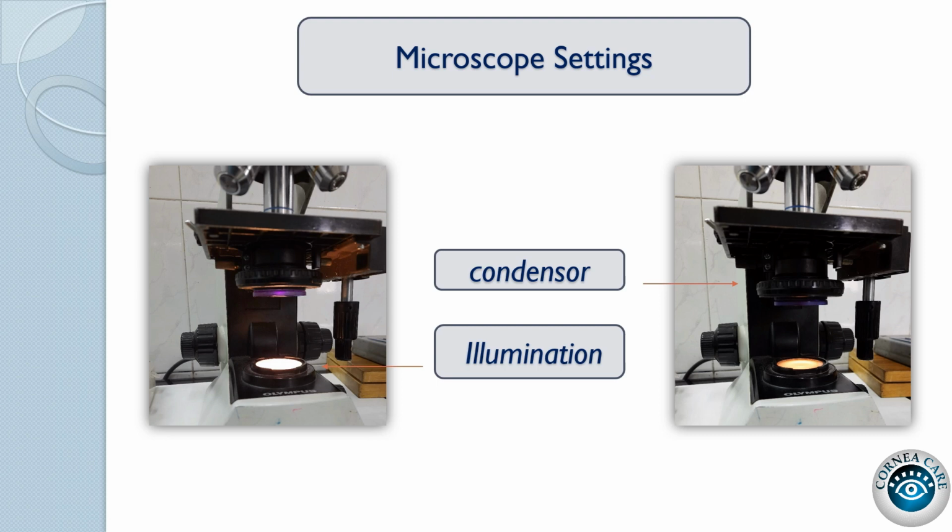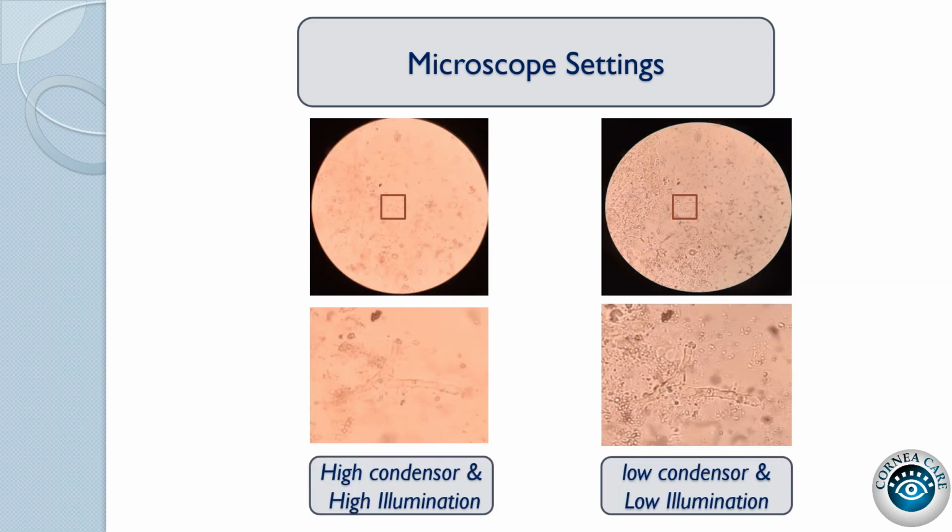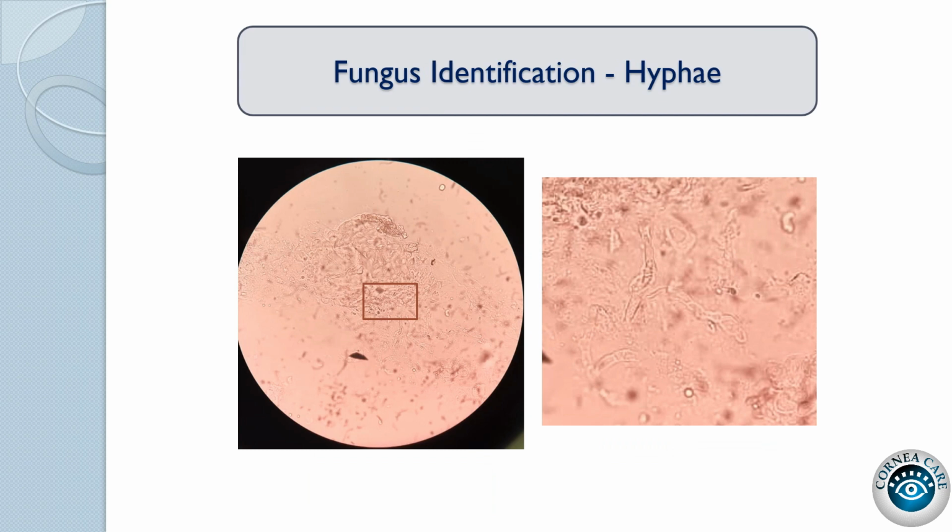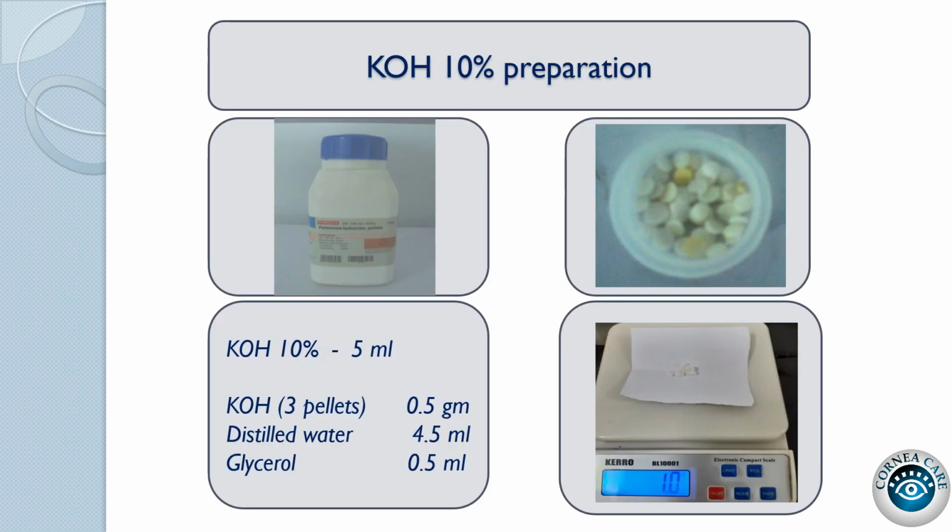To improve visualization of hyphae, microscope light should be dim and the position of the condenser should be low. We can easily appreciate that the same KOH slide when seen in low illumination and low condenser position offers better contrast and hyphae morphology is visualized in a better way. Sometimes fungus is sparse. However, with experience, we can pick these up if we scan the entire slide under appropriate microscope settings.